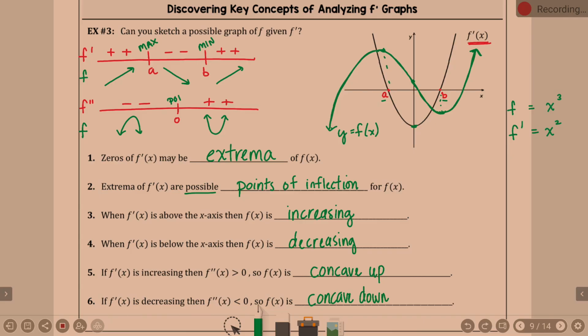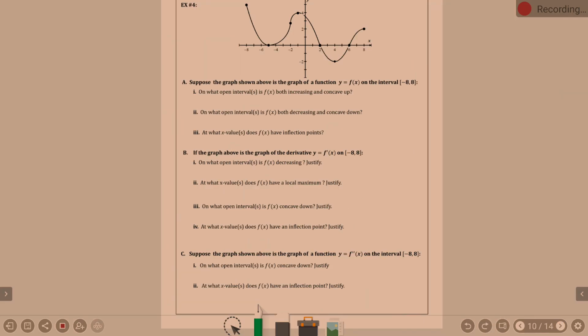So, okay, let's see if we can make progress on this page. Okay, so A. Suppose the graph shown above is the graph of f of x. Okay, so pretend this is an f graph for these particular questions. On what interval is f both increasing and concave up?